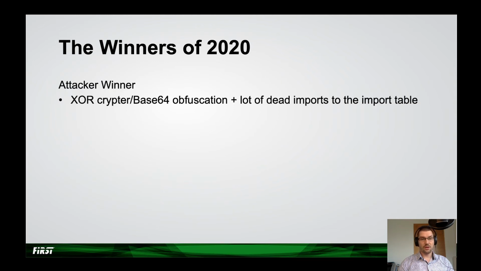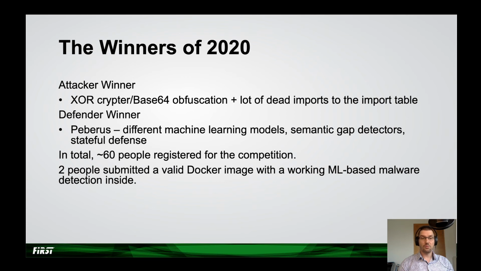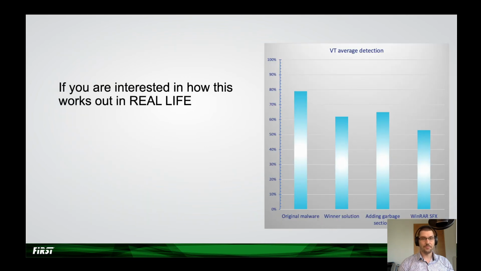The attacker winner used an XOR-based scripter, base64 obfuscation, and a lot of dead imports added to the import table. And the defender winner was using the PE-Berus solution, which used different machine learning models, semantic gap detectors, and stateful defense. In total, 60 people registered for the competition. 2 people submitted a valid Docker image with a working machine learning-based malware detection inside, as I already told you. And 5 people were able to bypass at least a single machine learning model. And the machine learning engines checked samples at least 5,000 times in total.